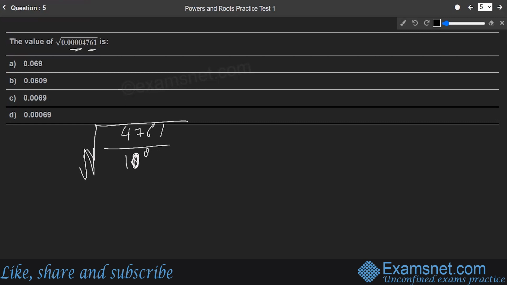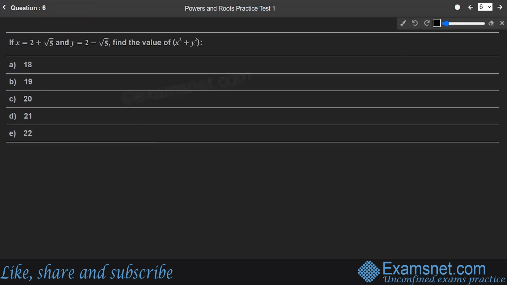Now let us see what we can do. 4761 is the square of something. 4761 is nothing but the square of 69 itself. So this under root 4761 can be written as just 69 divided by the under root of 10 to the power 8. So 10 to the power 8's under root is going to be always 10000. So clearly we receive the answer as 0.0069. That is the right answer.